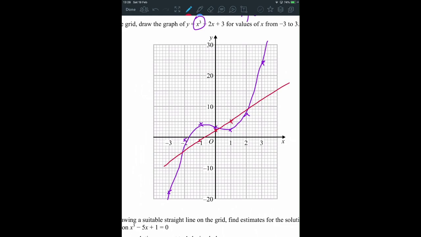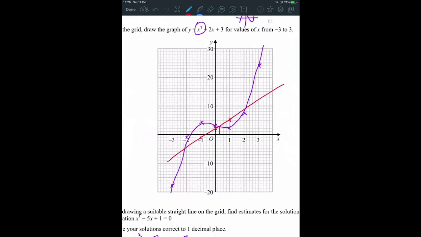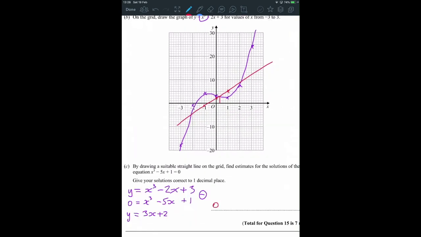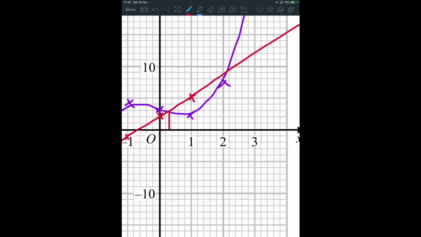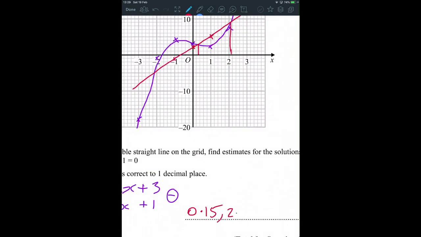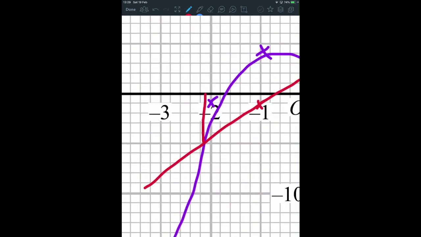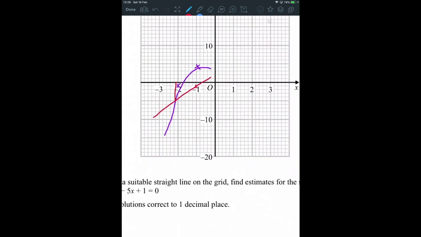So there's my line. I now want the solutions in x, so I'm looking for the coordinates where it cuts. So there, that's positive, sorry, 0.15. It was halfway between the two. We've got one there, which I'm going to put as 2.05. And then we've got a negative solution as well, which appears to be symmetric, negative 2.05.